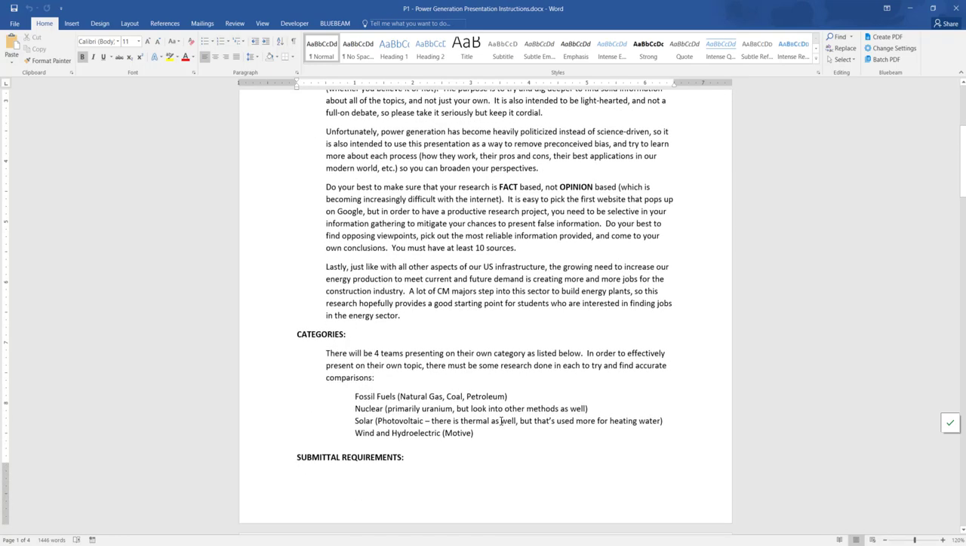Like I mentioned before, there are 4 categories. One group will be presenting on fossil fuels. I would highly recommend sticking mostly with natural gas just for the sake of time because that has become the most predominantly used. But it is good to mention coal and petroleum too because there are specific uses for those that are still heavily utilized in different categories.